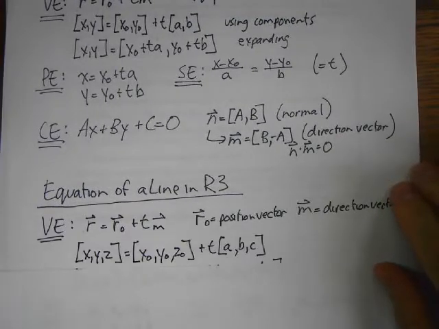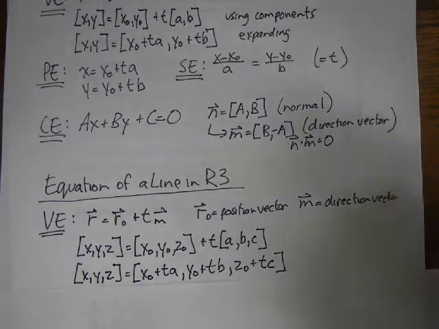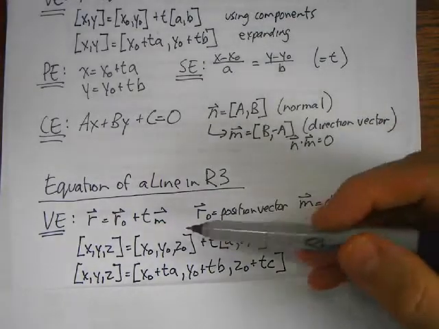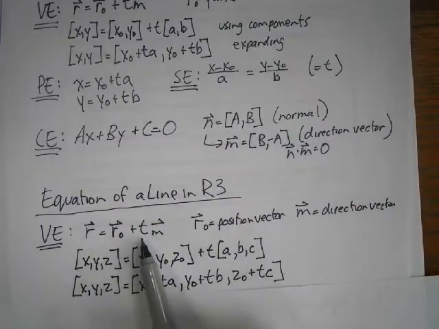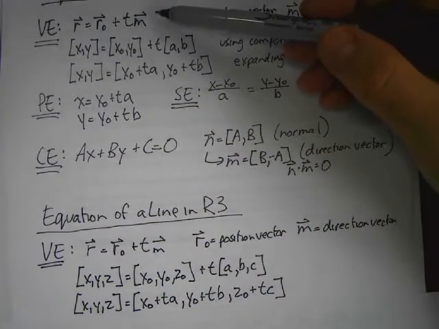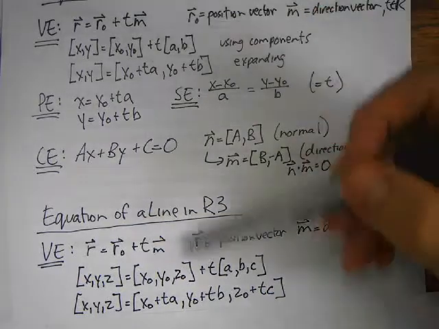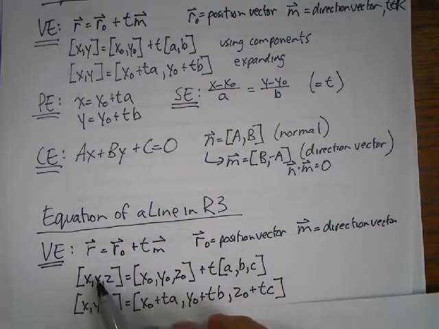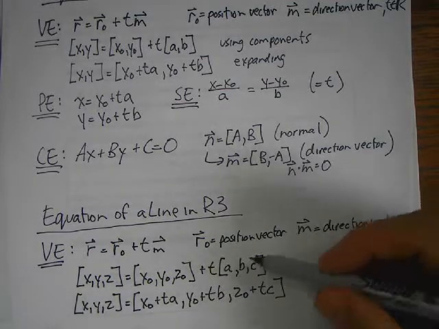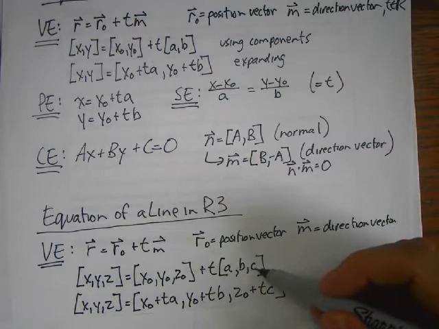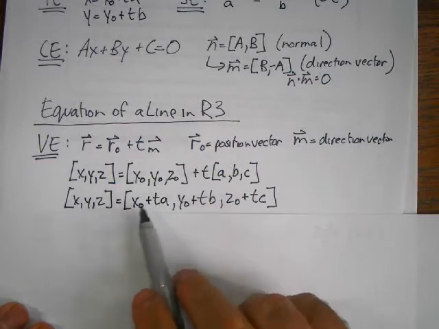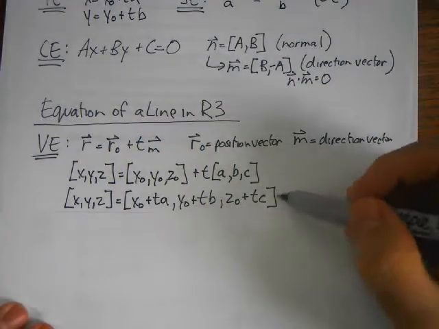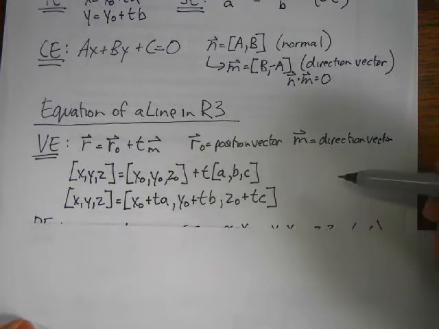If we look at R3, all we're really doing is adding a z component to all the vectors. So this looks exactly the same in this form as it did in R2. But when we break it out into components, you see each of the vectors has a new z component as well. For the direction vector, we have added this c value here. And then when we expand it, we get that additional component that we didn't have in R2.